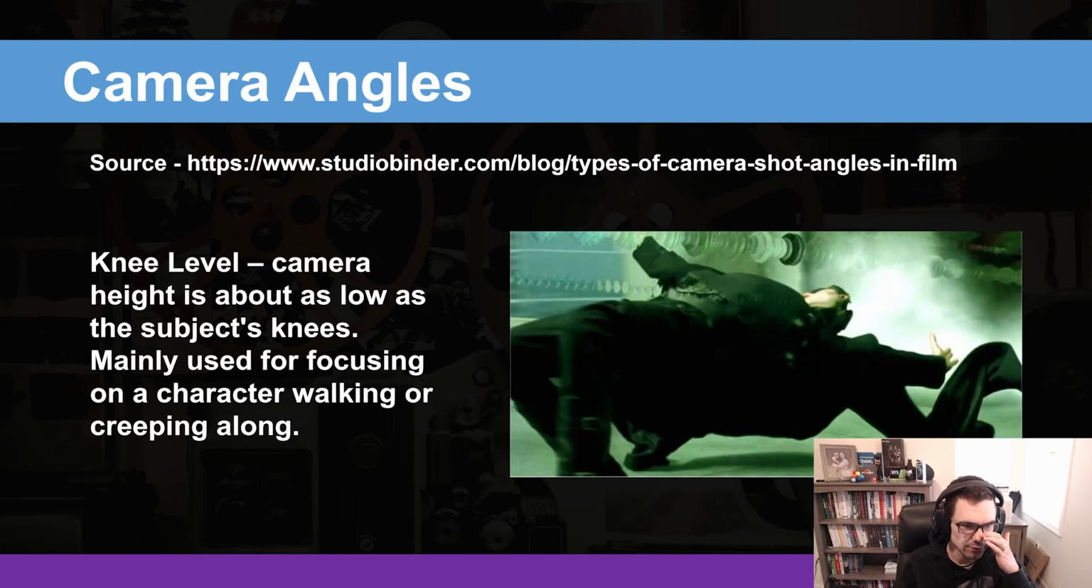And then we have the knee level. Camera height is about as low as the subject's knees, and mainly used when focusing on a character walking or creeping along, crawling. Here you have bending over to avoid bullets. That's what the knee level shot is used to do. Sometimes even just not really revealing the whole character, but you just see them walking and then you're like, wow, okay, what's happening? Where is this person going? What's going to happen? It's sort of the suspense, it creates a need to keep watching when something is at a low level on the character.